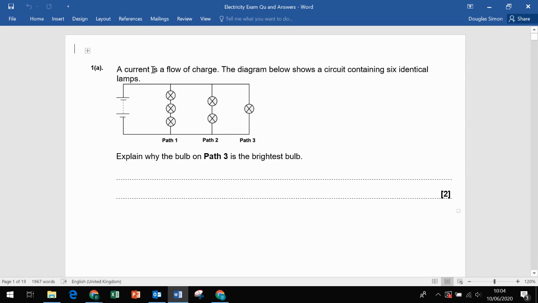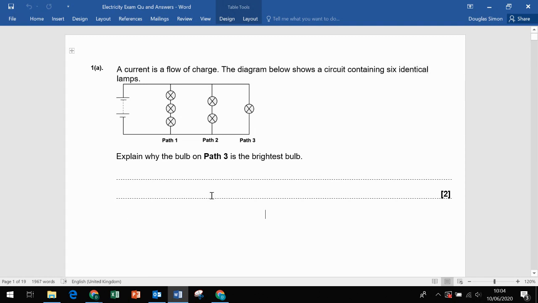Question 1. A current is a flow of charge. The diagram below shows a circuit containing 6 identical lamps. Identical is always important because it means they're the same. Explain why the bulb on path 3 is the brightest bulb.